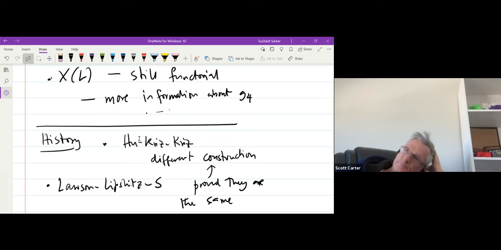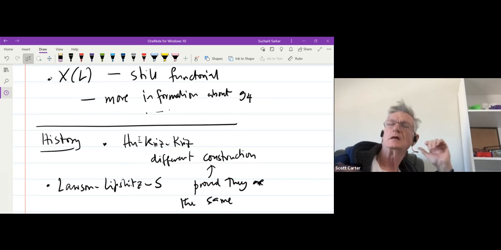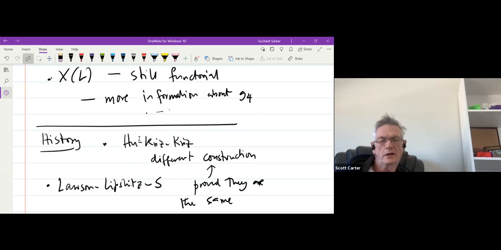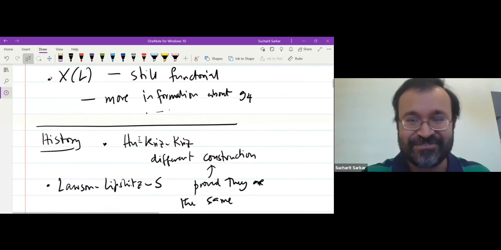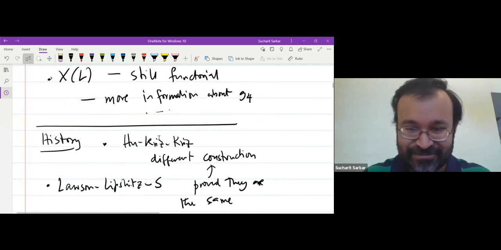Is the action of the Frobenius algebra living inside the sphere spectrum somehow? That's another great question. So there's lots of things I don't know.